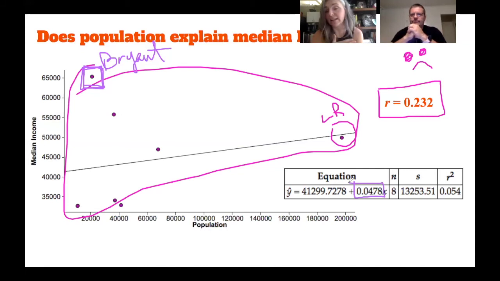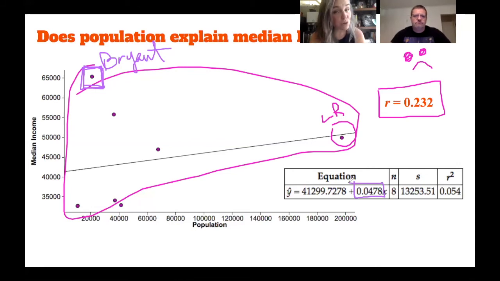I'm not at all looking at this convinced that in Central Arkansas population will determine or help determine median income. I'm just not, based on what I'm seeing here. Based on what we saw in the last graph, I'm feeling like college graduation rates have something to do with it. Maybe not the sole explanation, but this is not convincing me as an argument. Right. I like to stop and talk about the slope because I always think it's important for us to understand what's happening in the problem.